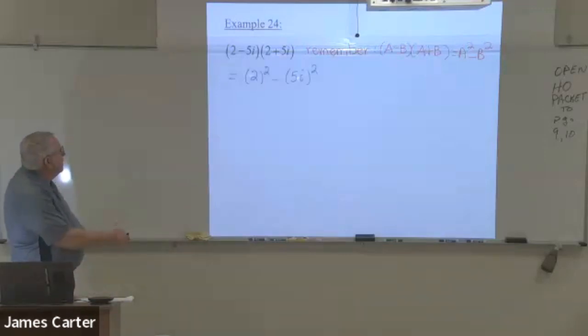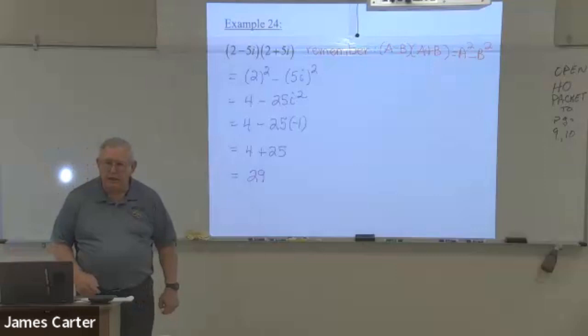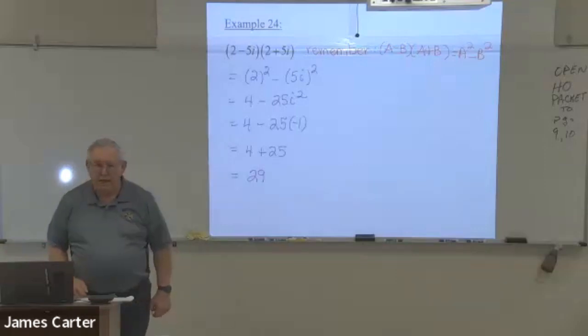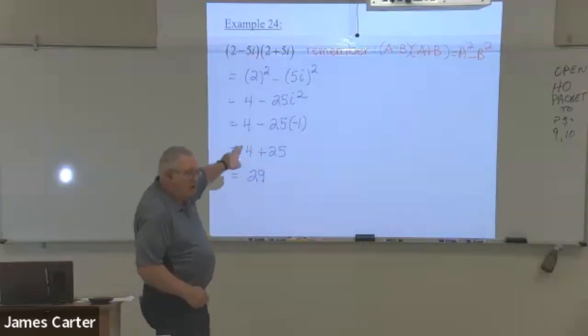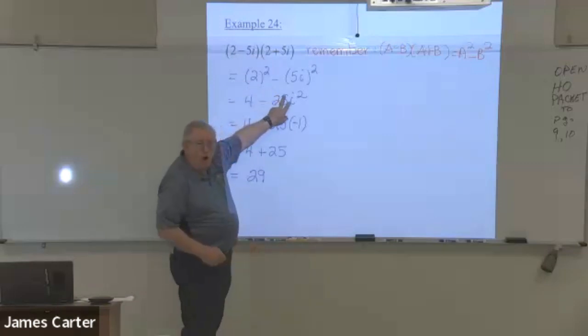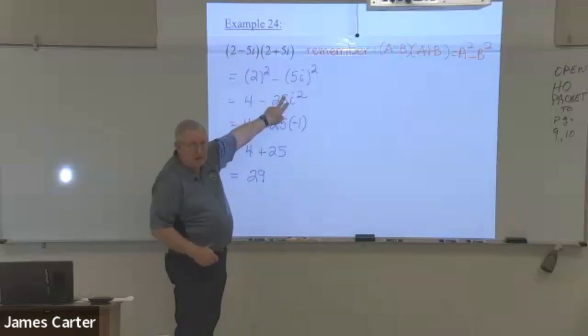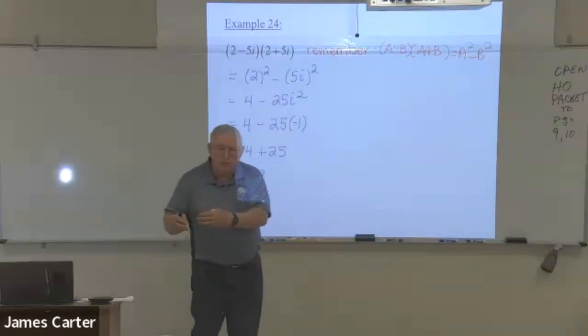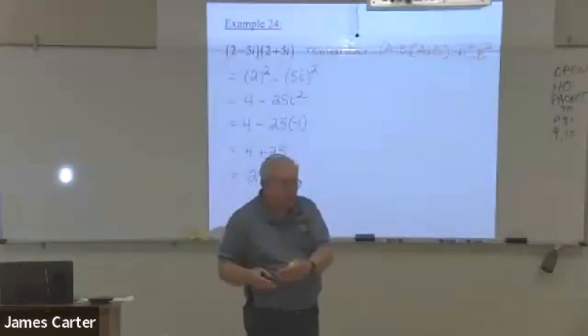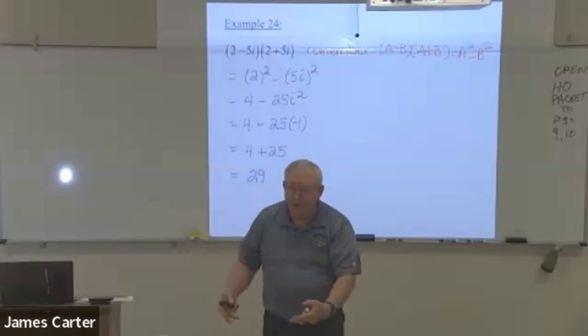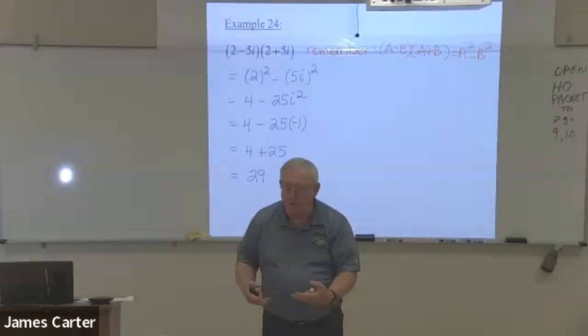First term squared minus last term squared gives you that. Convert the i, and look what happens. The i's completely go away. How cool is that? Now, knowing this fact that that will happen, and it will always happen, is going to help us in division problems, where you can't ever have an imaginary in the denominator in your final answer.